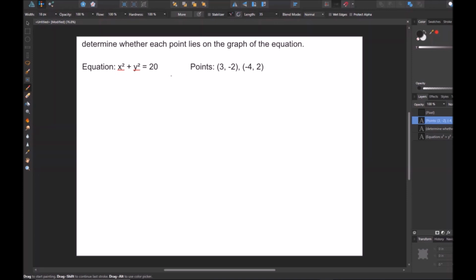So our x value here is 3, so we would do 3 squared, and then our y value is -2, so we would do plus, and then in parentheses, -2 squared. And it's very important that you do this, because saying 3 squared minus 2 squared would mean something different, and we'll see what that means after we solve this. And then we set that equal to 20.